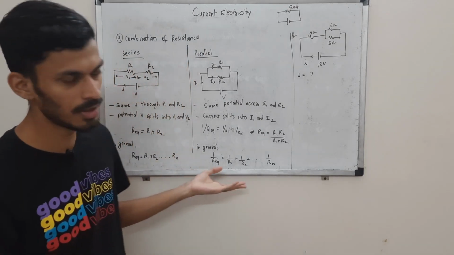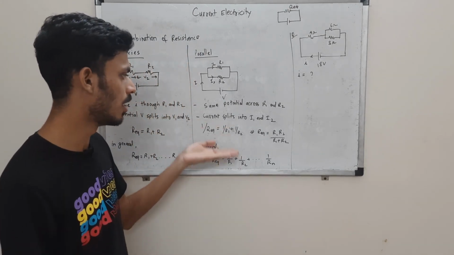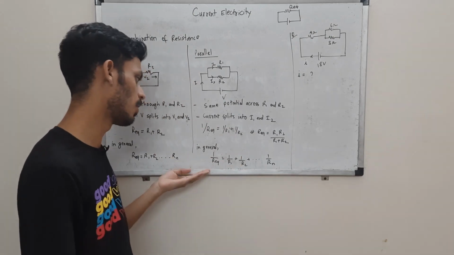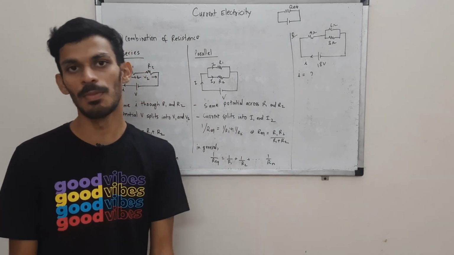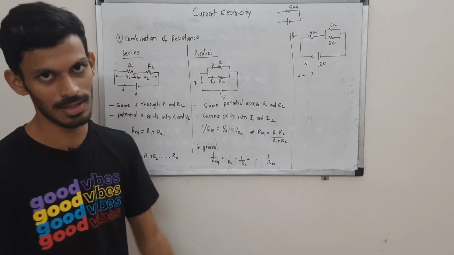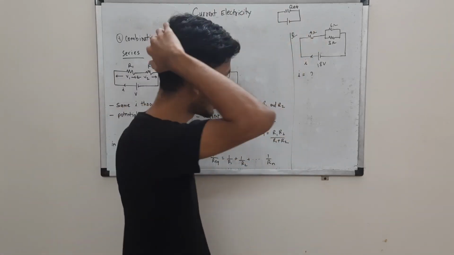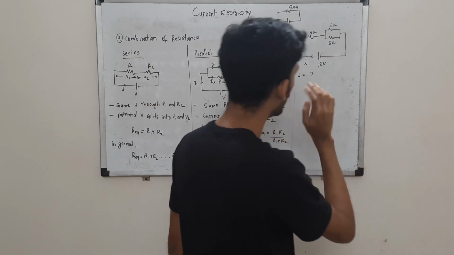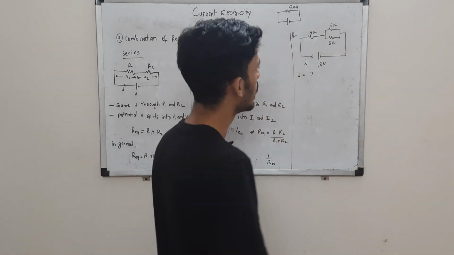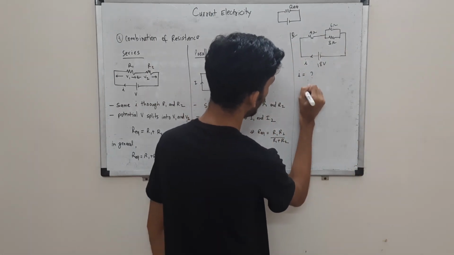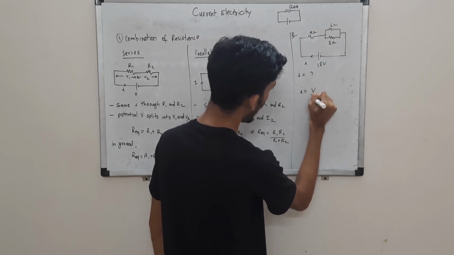Okay, and in general, you can use the reciprocal formula only. The reciprocal of R equivalent will be the sum of the reciprocals of the individual resistances. Okay, now here let us try an example. Here we are supposed to find the net current which is coming out of this circuit. So I will be given as V by R equivalent.